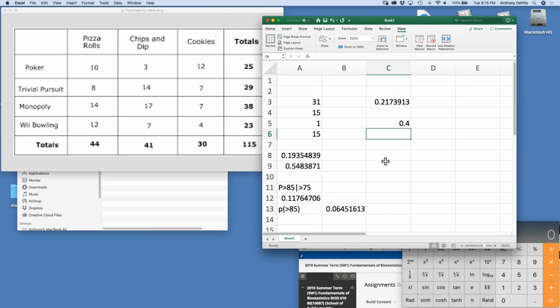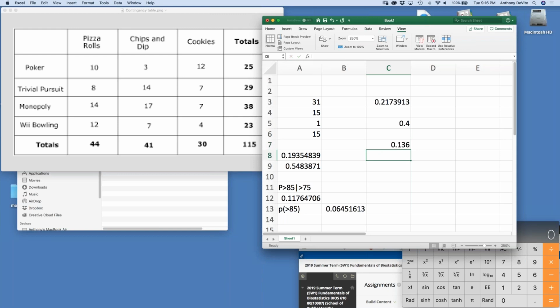What's the probability that someone played Monopoly and ate chips and dip? Okay, there was no condition there, right? There's just 2 combined probabilities: probability of playing Monopoly, probability of eating chips and dip. There were 17 people out of 115 that satisfied that criteria. So that's equal to 17 out of 115.